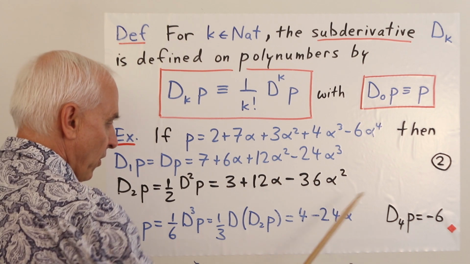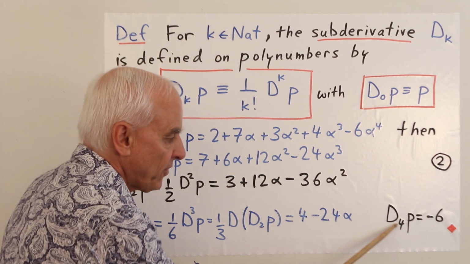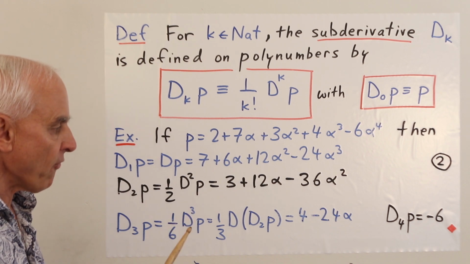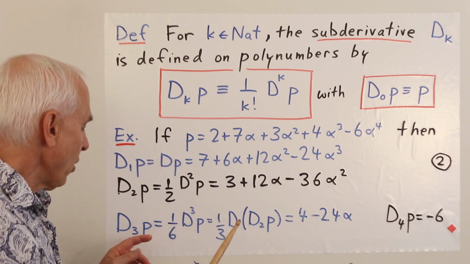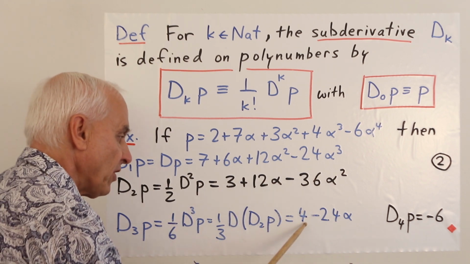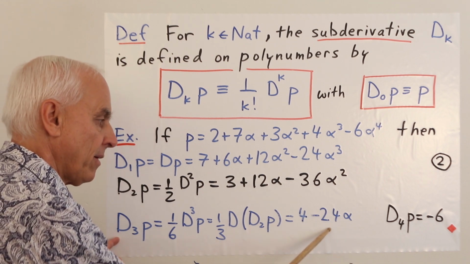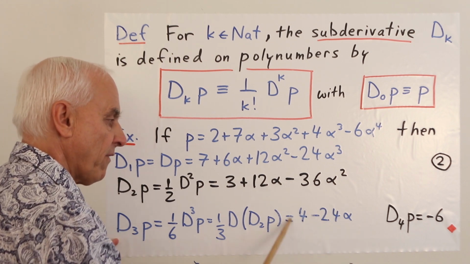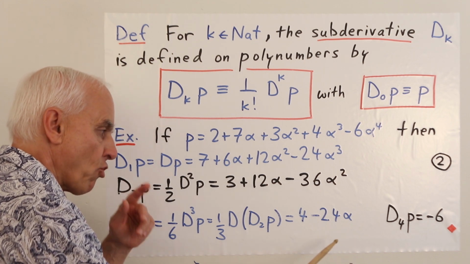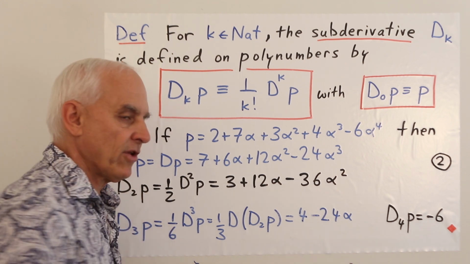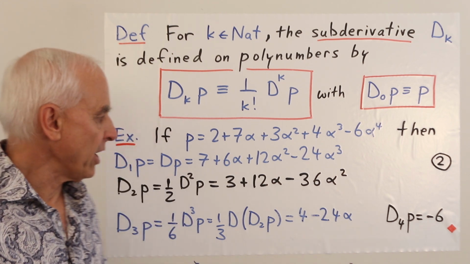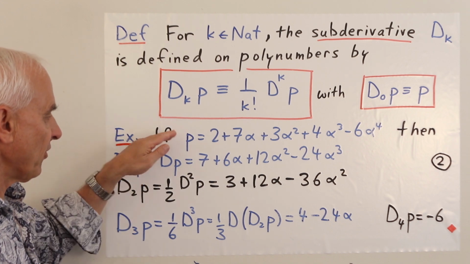And what about the fourth derivative? Well, the fourth subderivative, d sub 4, is going to be 1/4 of the derivative of d sub 3. If we take the derivative of this thing, we get minus 24. If we take 1/4 of it, we get minus 6. So here are the subderivatives of this polynumber.